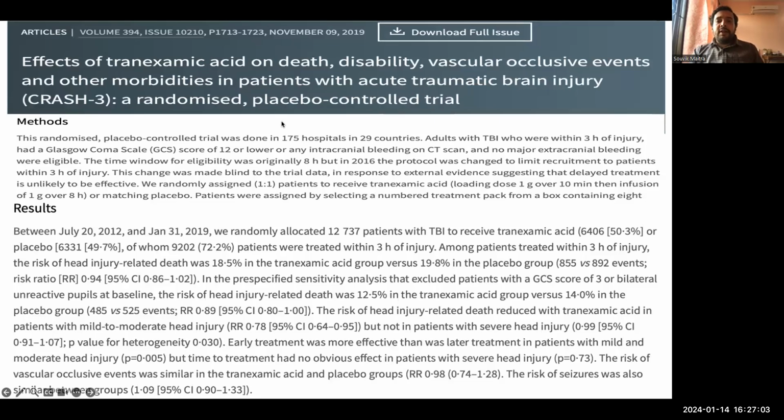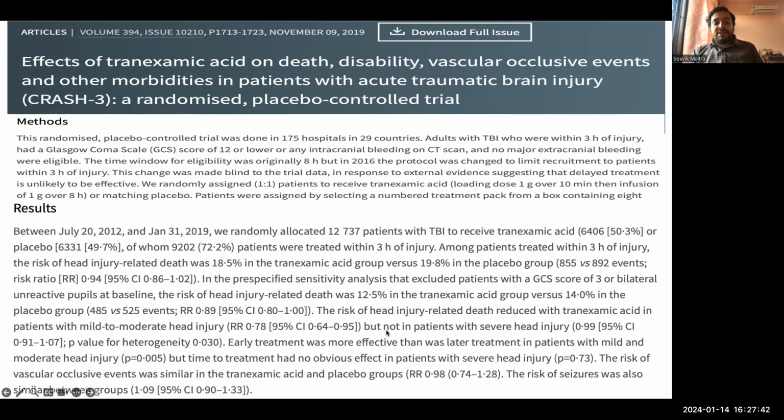Lastly, the CRASH 3 trial, a recent trial published in 2019. This trial was conducted in patients with traumatic brain injury. Initially, the authors used tranexamic acid within 8 hours of injury. Later, they realized that 8 hours was too late in this particular clinical scenario. Then they changed the protocol and used tranexamic acid very early in the course of the disease, within 3 hours of injury.